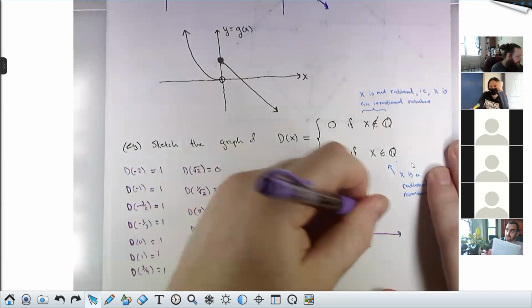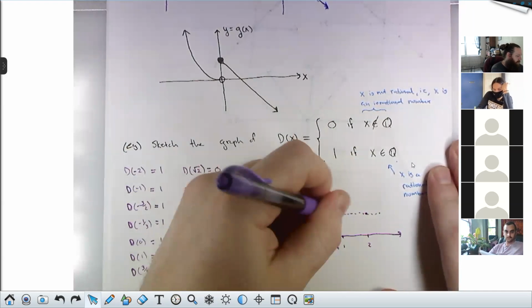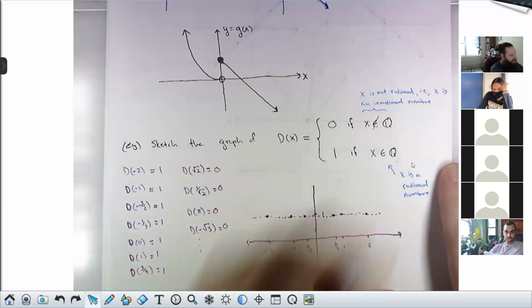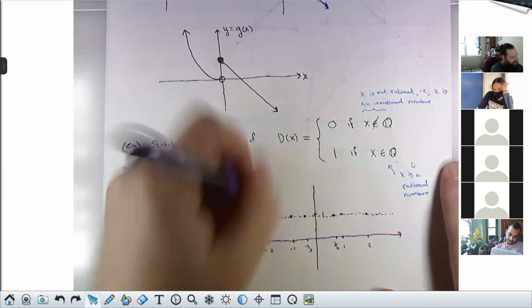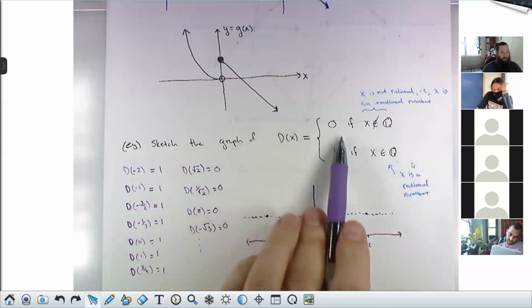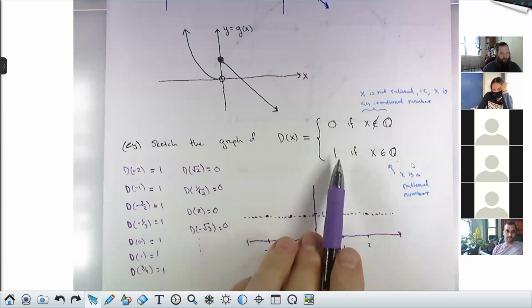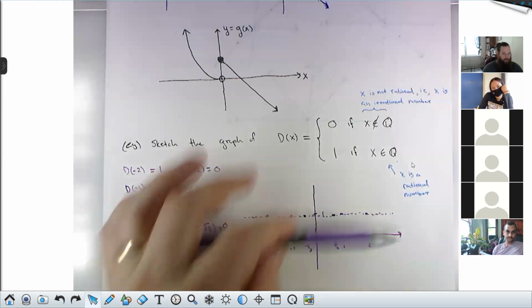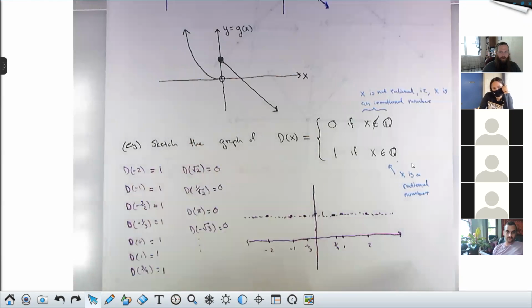At every x value which is a rational number, you get a point up here along the line y equals 1. If we tried to break this down into pieces, your first piece would be the line y equals 0. Your other piece would be the line y equals 1. Those are both horizontal lines. But it's not split up over intervals. It's split up over whether you are irrational or rational, which are not connected sets.